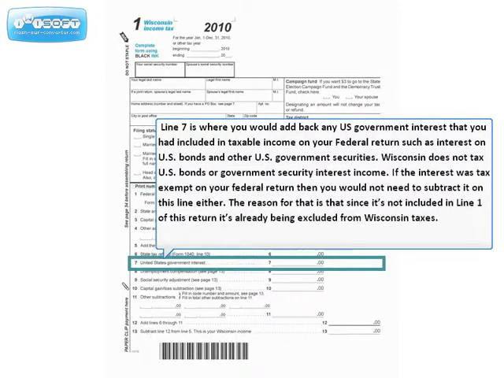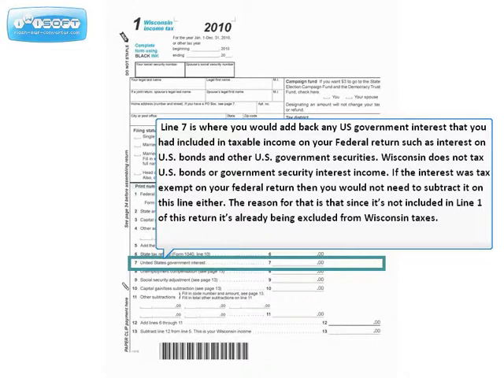Line 7 is where you would add back any U.S. government interest that you had included in taxable income on your federal return, such as interest on U.S. bonds and other U.S. government securities. Wisconsin does not tax U.S. bonds or government security interest income.